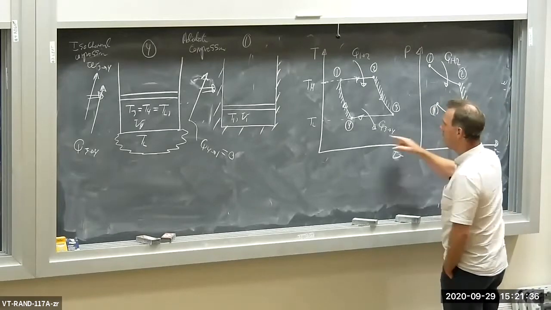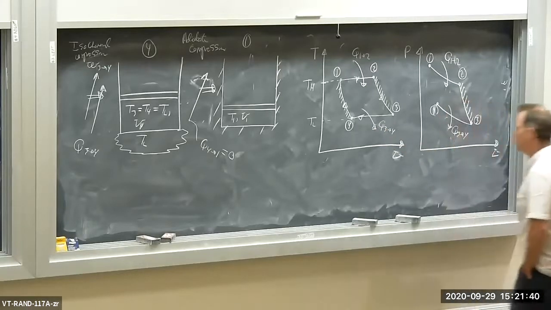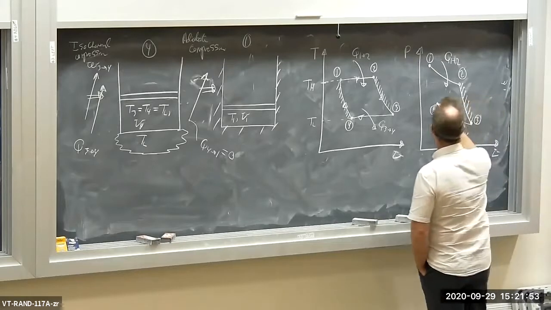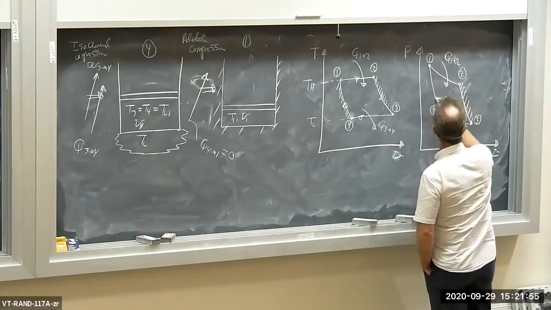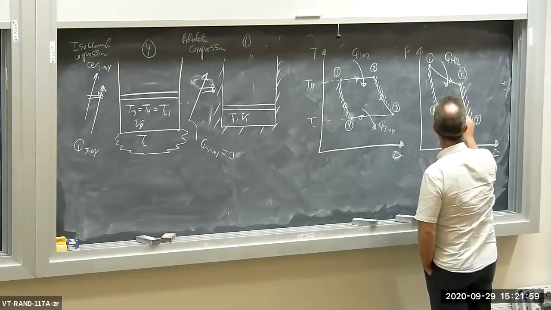Now that's where the heat gets transferred out to the low temperature reservoir. And then we put insulation around it, take away the reservoir, and we compress it further up to the maximum temperature. That results in a very rapid increase in pressure. Back to state 1. Okay?